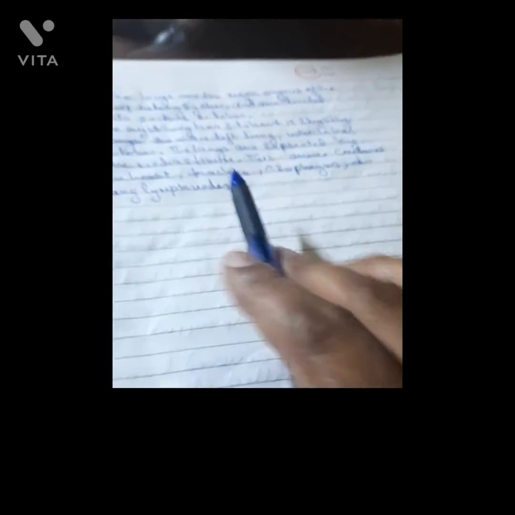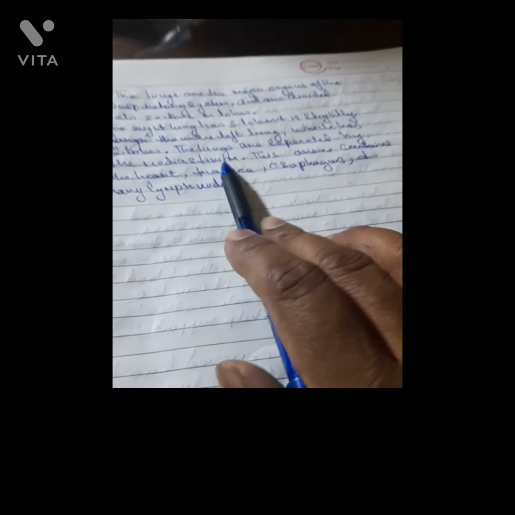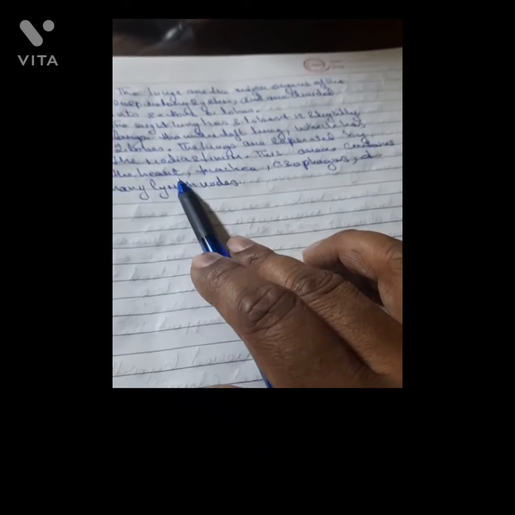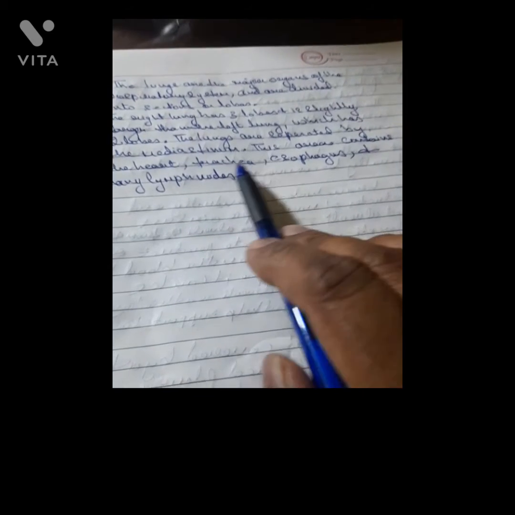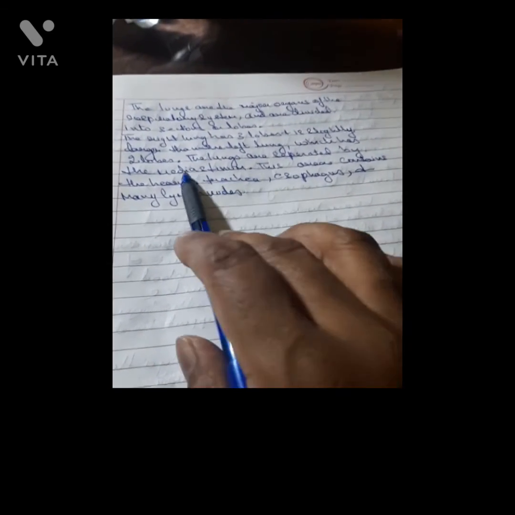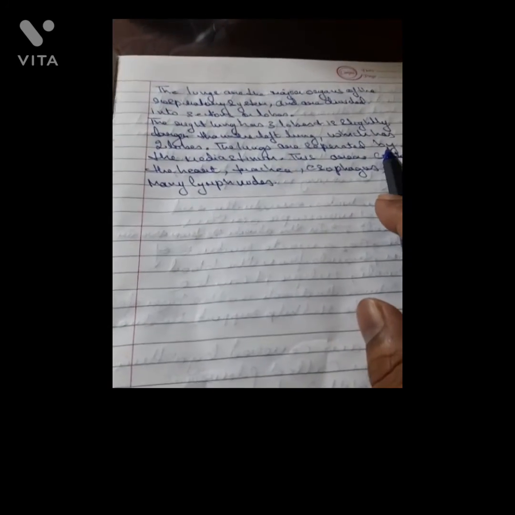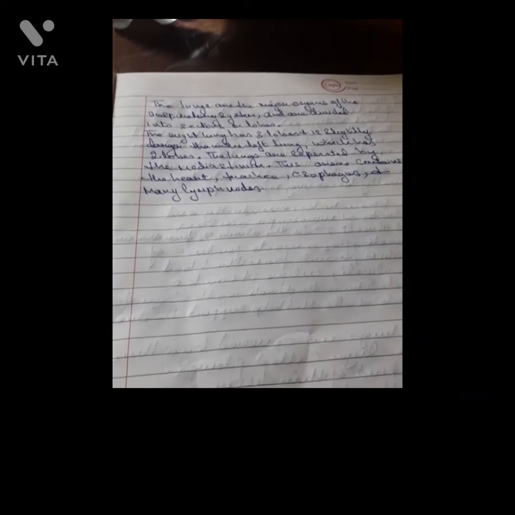The lungs are separated by the mediastinum. This area contains the heart, trachea, esophagus, and many lymph nodes. These are the vital organs present in the mediastinum part of our chest. So this was the introduction to our lungs. Further, we are going to study more about the lungs.